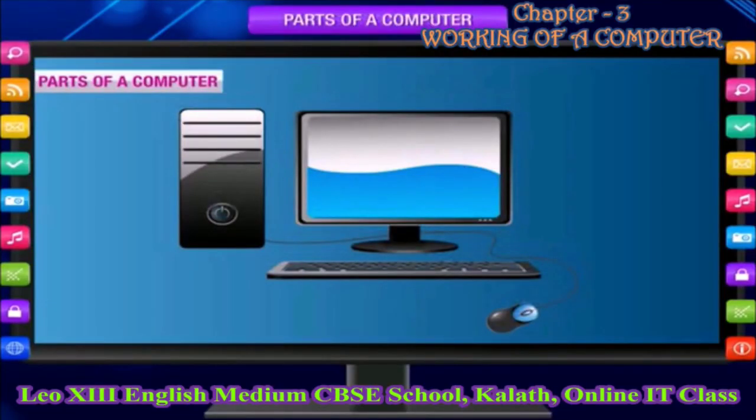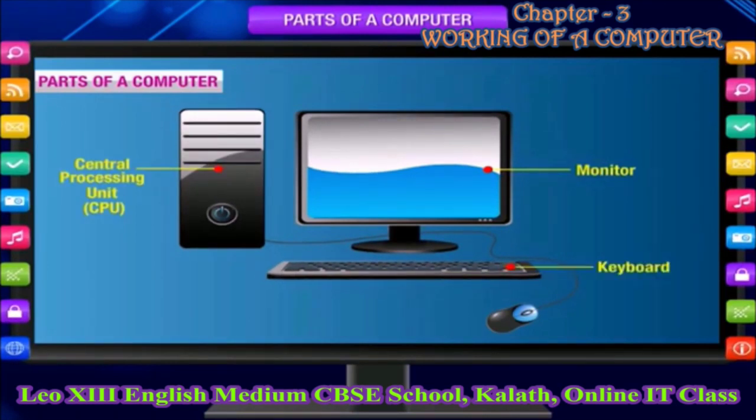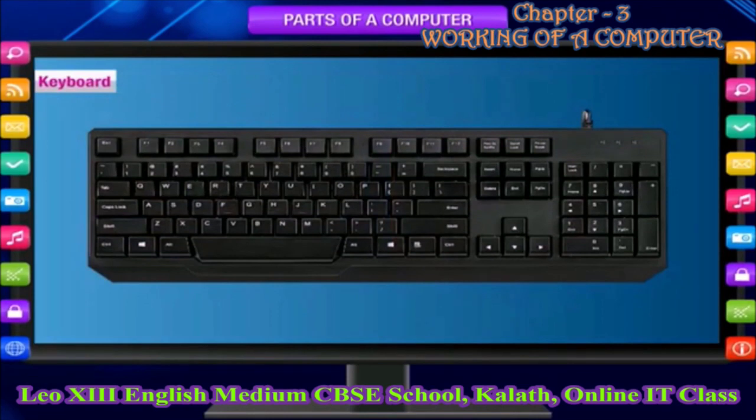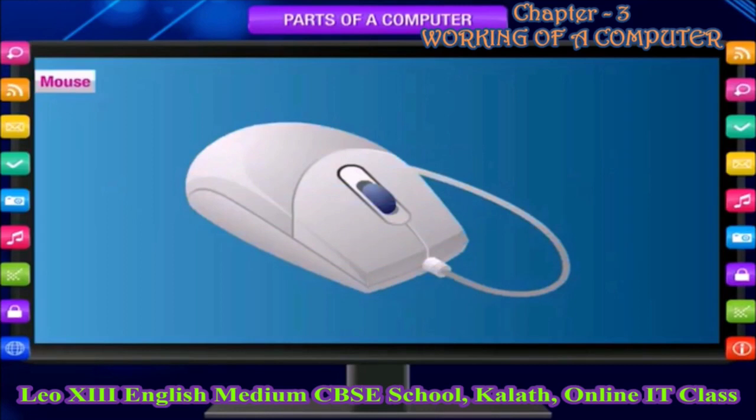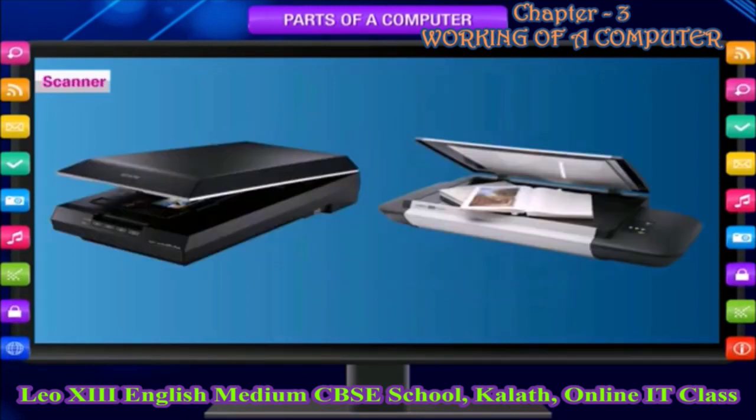Parts of a computer. A computer has 4 main parts: monitor, central processing unit CPU, keyboard, mouse. Keyboard. A keyboard is an input device. It looks like a typewriter. It has many buttons on it, called keys. There are mostly 104 keys on a standard keyboard. Mouse. Mouse is also an input device. It has 2 or 3 buttons on it. A wire or cable connects it to the CPU that looks like a tail. Scanner.